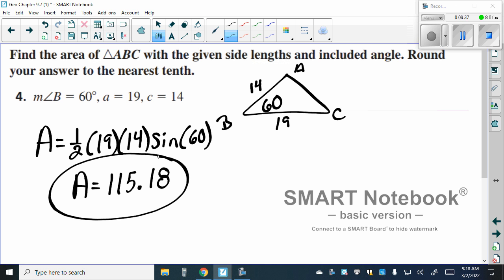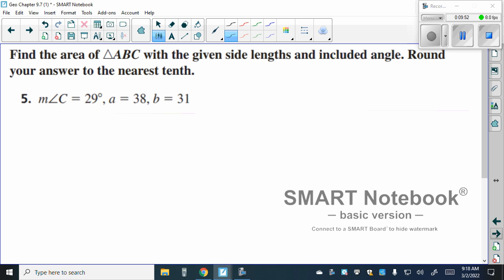What is sine of 60? Because I feel like it's 1/2. Square root of 3 over 2. Okay, yeah. Kind of flipped. All right.